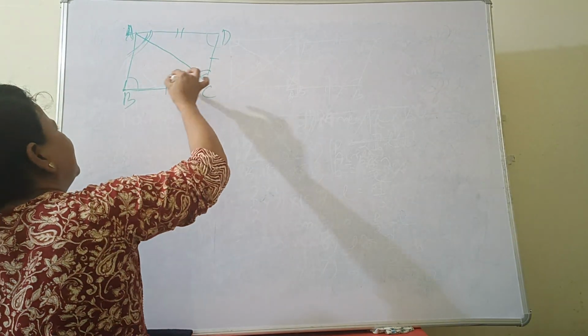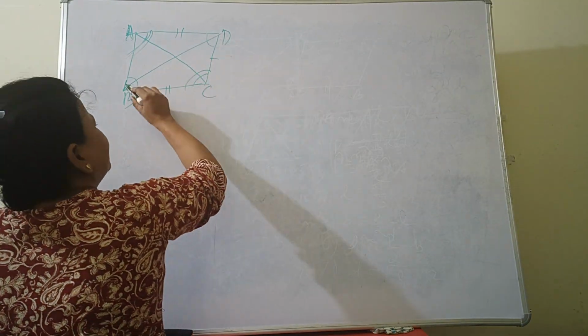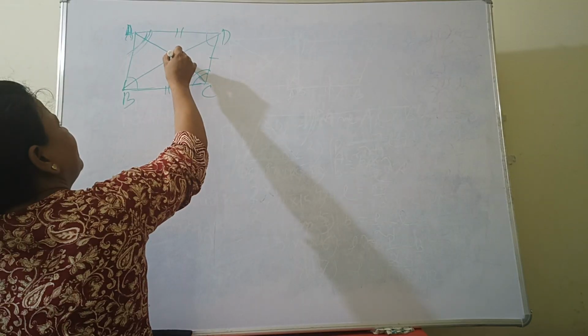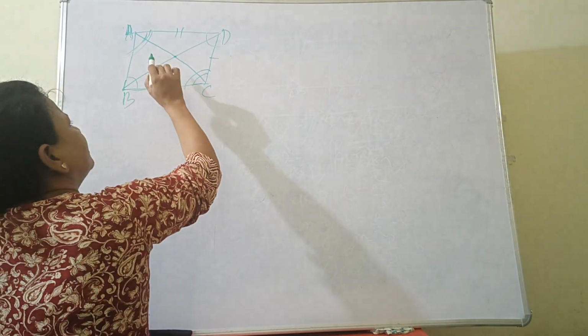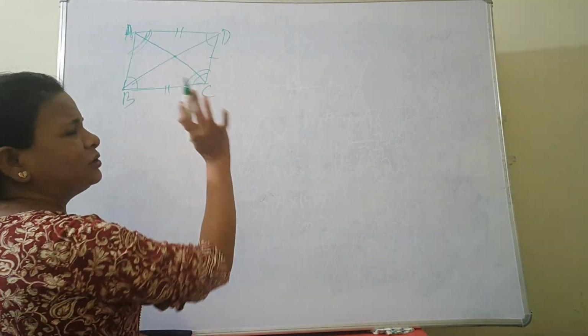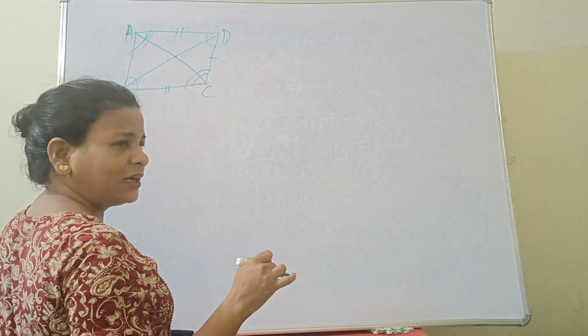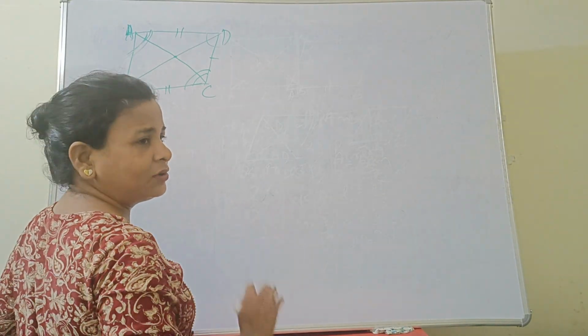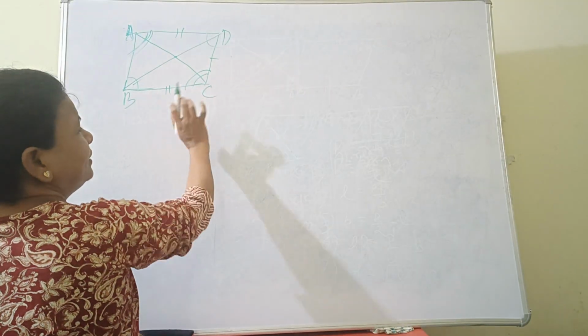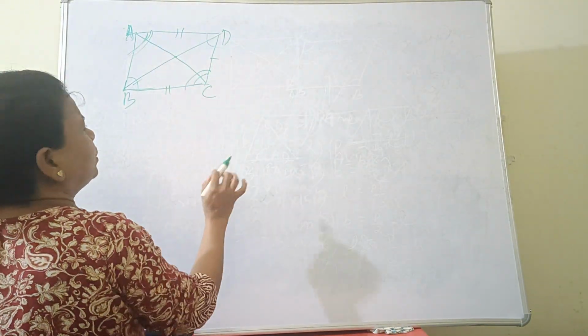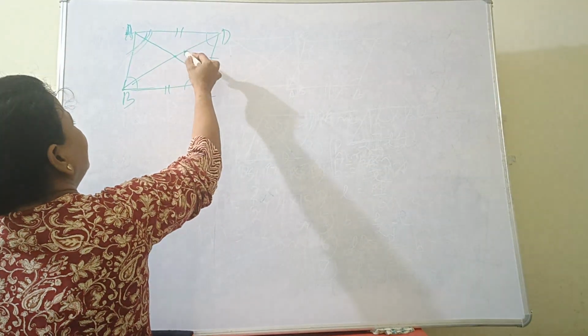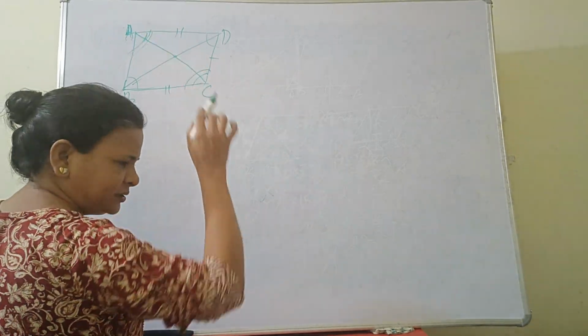And the two diagonals of a parallelogram intersect each other, they bisect each other, and these two are not equal in length. In a rectangle we had studied that the two diagonals are equal in length, but in a parallelogram the two diagonals are not equal in length. Remember, they bisect each other.